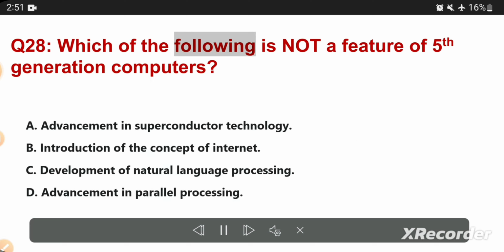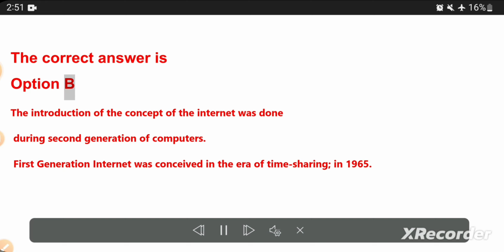Q28. Which of the following is not a feature of fifth generation computers? Advancement in superconductor technology. Introduction of the concept of Internet. Development of natural language processing. Advancement in parallel processing. The correct answer is option B. The introduction of the concept of the Internet was done during second generation of computers. First generation Internet was conceived in the era of time sharing, in 1965.